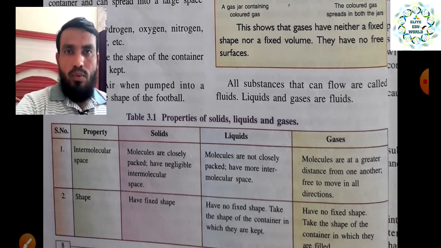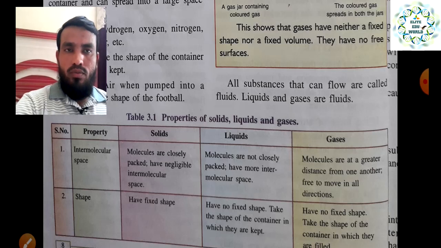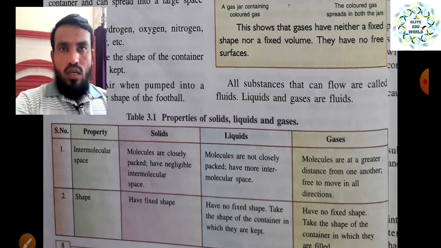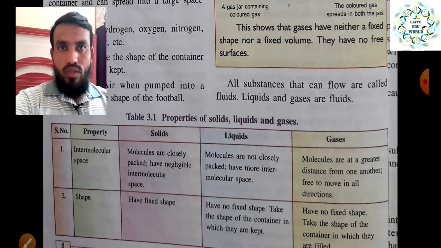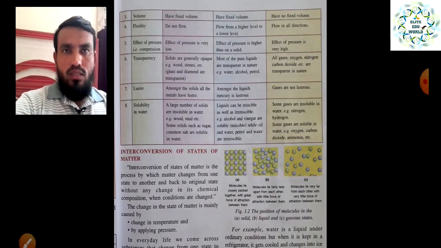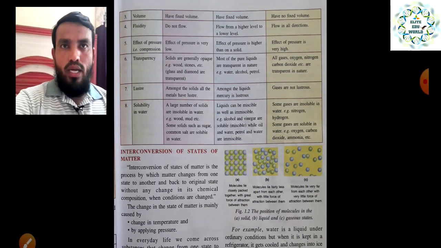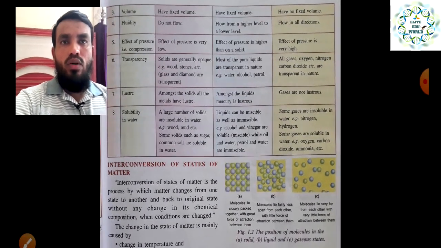Means the shape of the solid is fixed, but the shape of the liquid and gas is not fixed, because their molecules are free to move, right? So, that is why we have discussed so many characteristics. And in the next table there are some more characteristics, like fluidity.